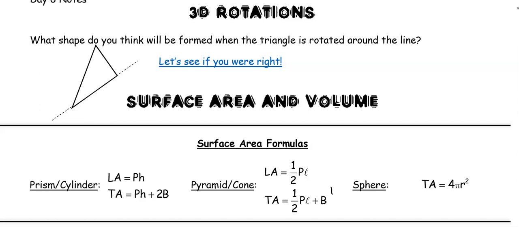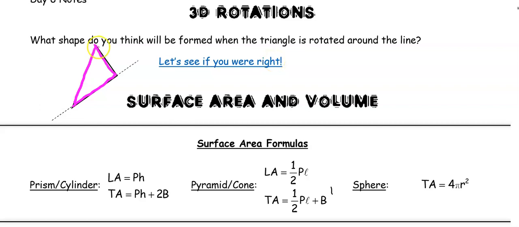So three-dimensional objects are formed by rotating two-dimensional objects around a line. So if I look here, I have a triangle, and we want to guess what three-dimensional object is going to be formed if I spin that around the line. So I sent you the Word document today, so you can go ahead and click on this link. You can right-click it to open the hyperlink, and it'll bring you to an animation of it.